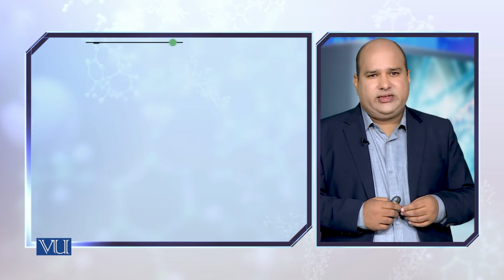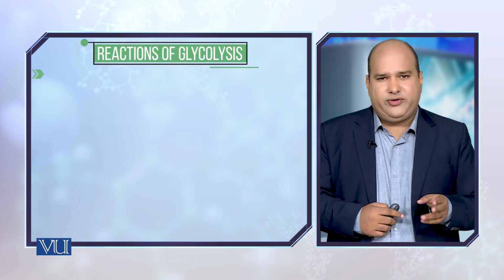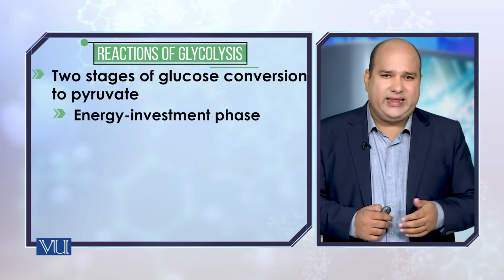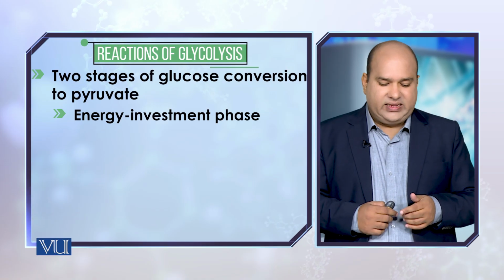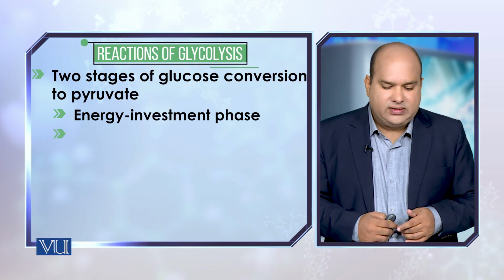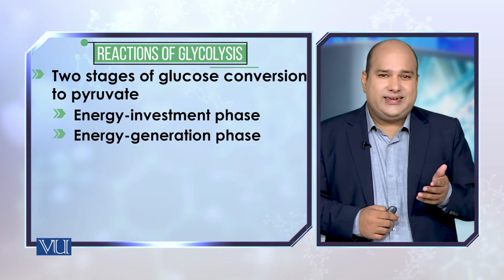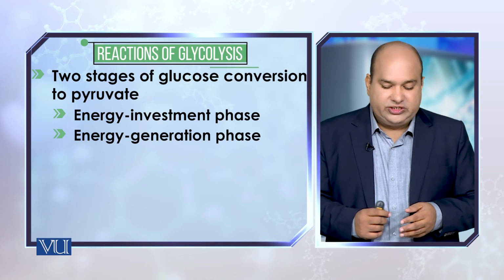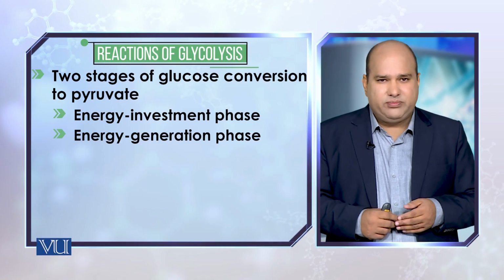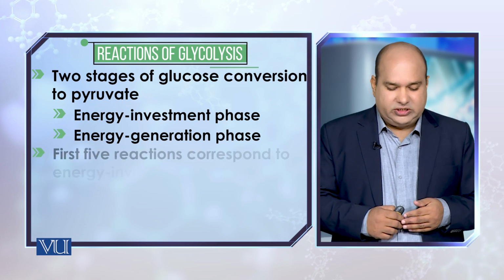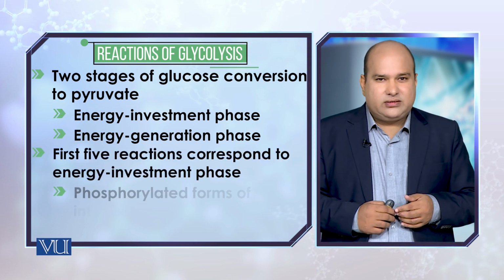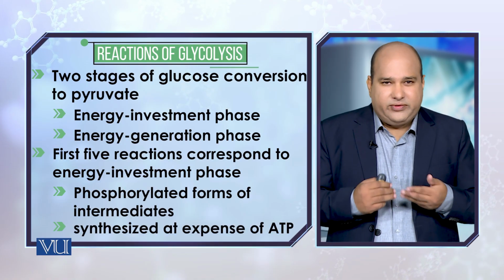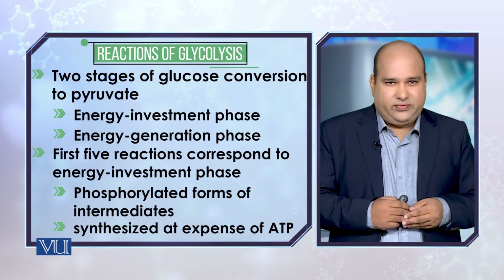Let's talk about the reactions of glycolysis. We have divided it into two phases. One is in which energy is used, energy is invested, known as the energy investment phase. In the other, energy is yielded, energy is produced, known as the energy generation phase. Both are equally important, because both are dependent upon each other. So, let us start with the energy investment phase.